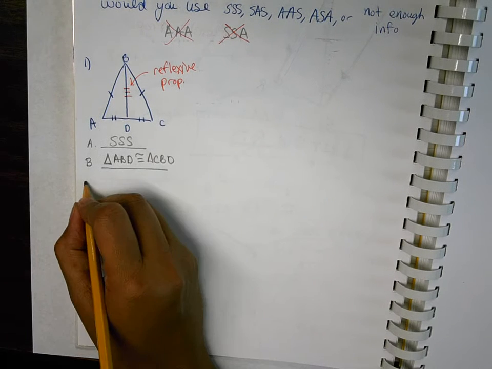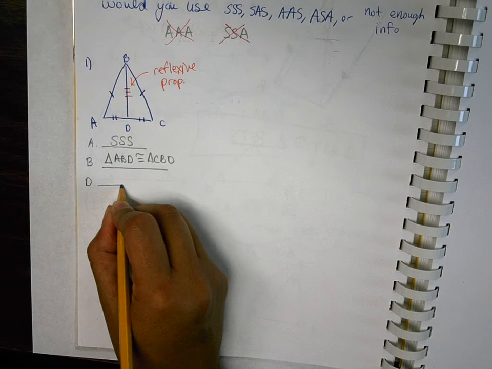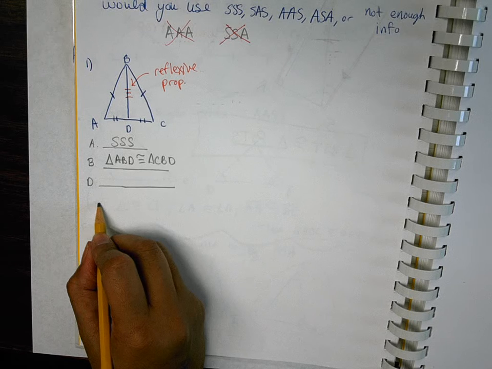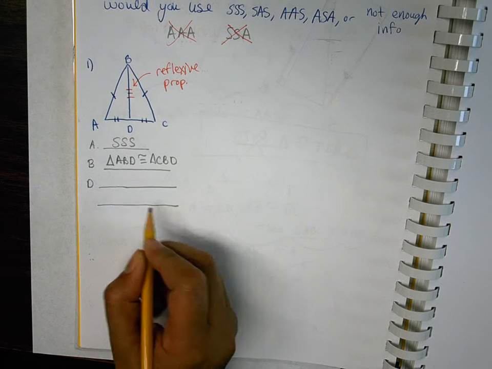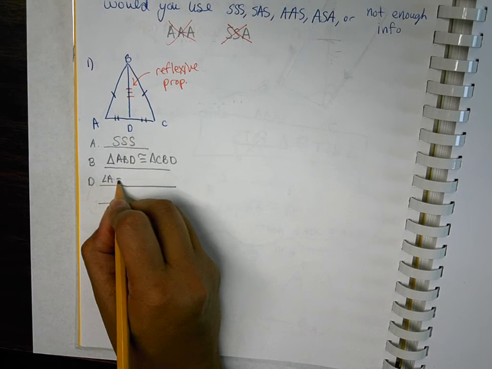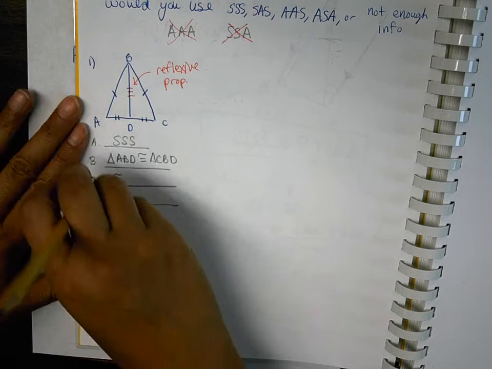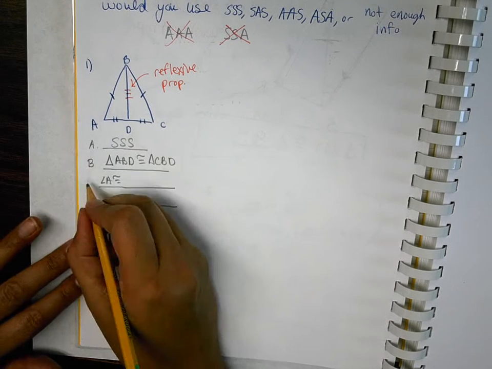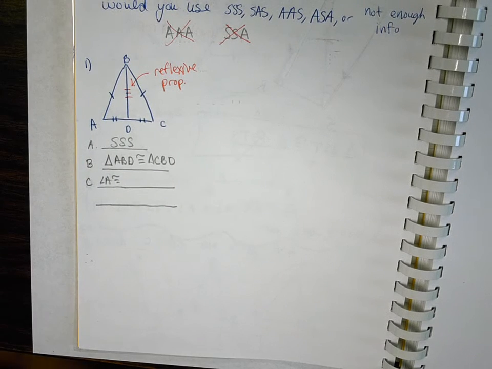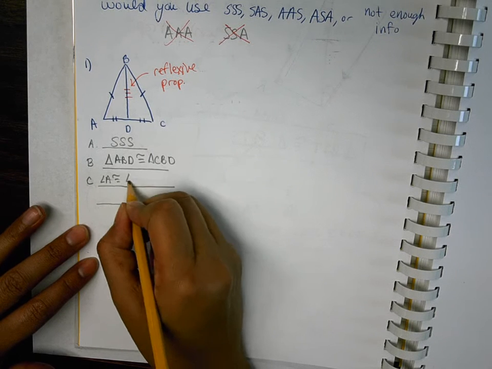Okay, part C, we're going to name corresponding parts. Let's start with the angles. They're a little easier. Angle A is congruent to what angle? To angle C.